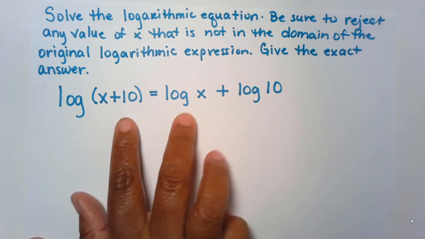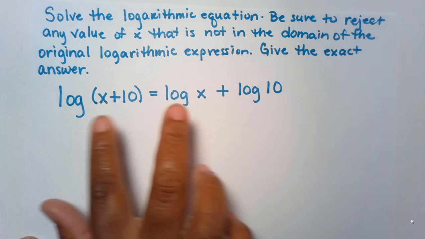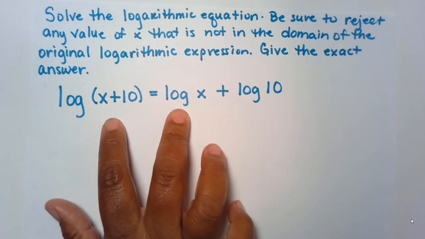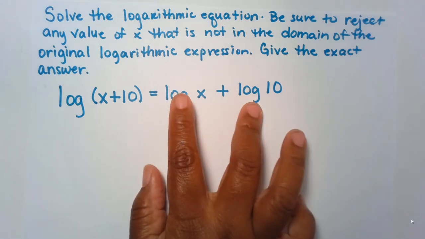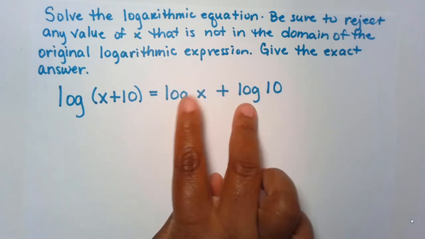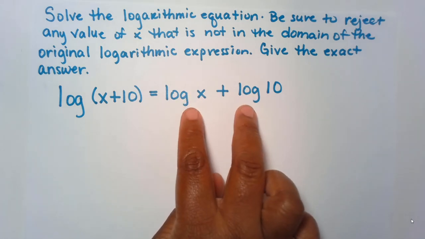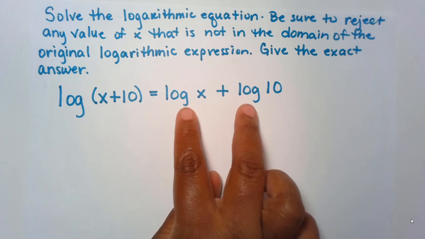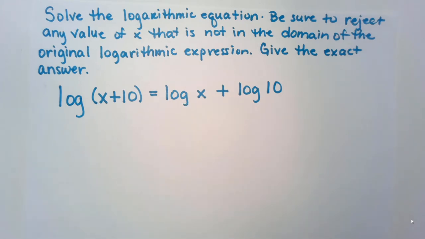So our goal, first of all, is to have the logs by itself on each side. We want one log on the left side, and we want one log on the right side, expressing that as one logarithm. So that means we will have to work on the right hand side of this equation because we want this to be a single log on the right hand side.